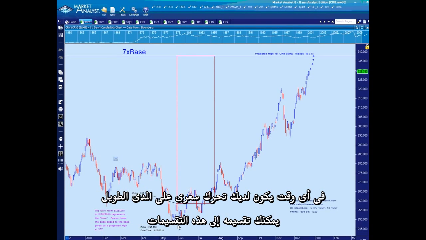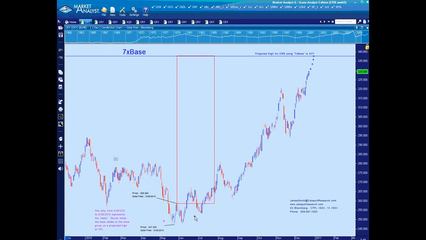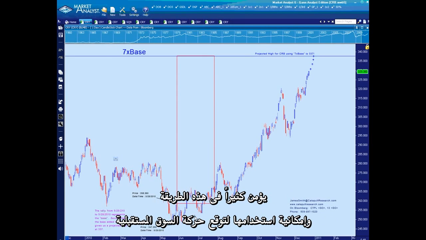So anytime you get a swing, you can divide it into those divisions of the range, the most important of which is the 50% retracement. But each one, the 1/8, 2/8, 3/8, and so on, they're all important. They're all worth looking at. He believed so strongly in this technique that he believed you could use it to forecast future swings.